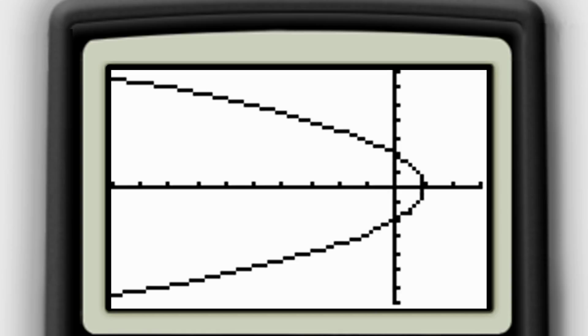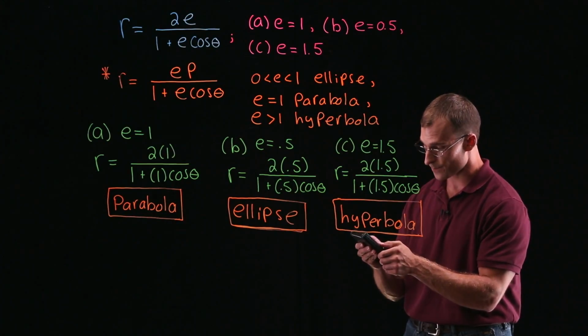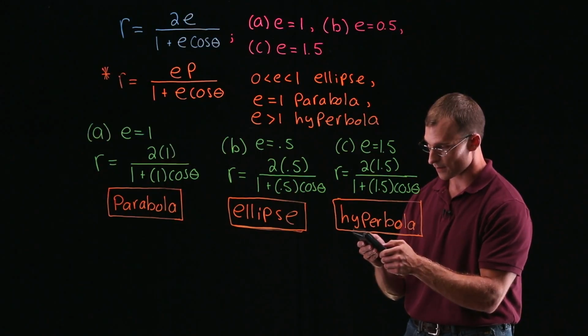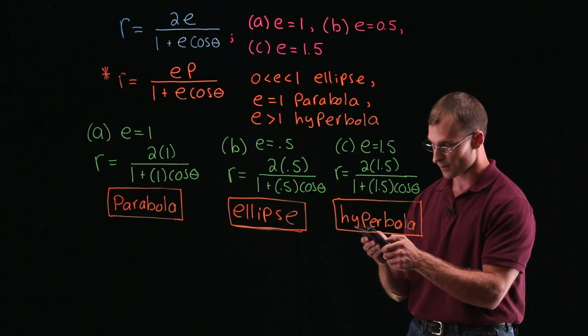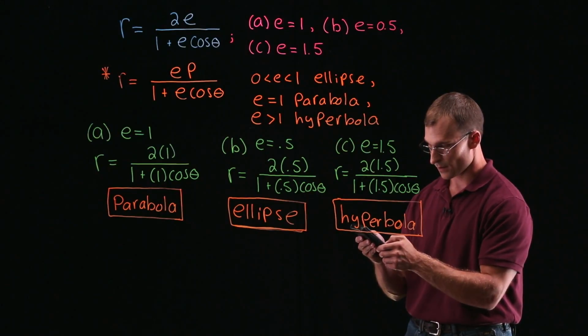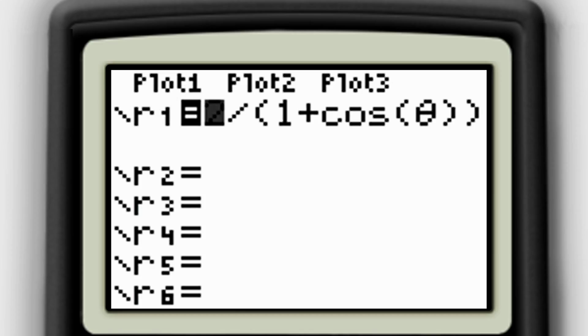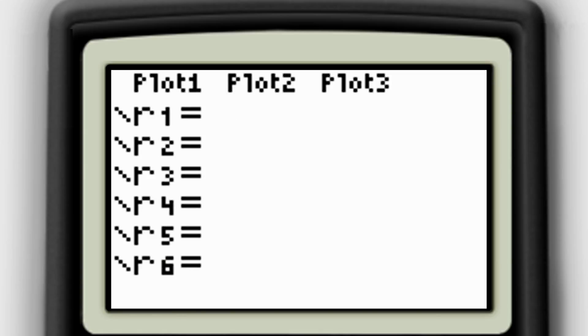So we're going to see it sketched out in two parts. Once it's done, it looks like we have the graph of a parabola opening up to the left, but that's what we have. Okay, now for part B, we're going to go back in and erase the equation we just did. Now for R1, we're going to type in 2 times 0.5, or 1, divided by quantity 1 plus 0.5 cosine theta.